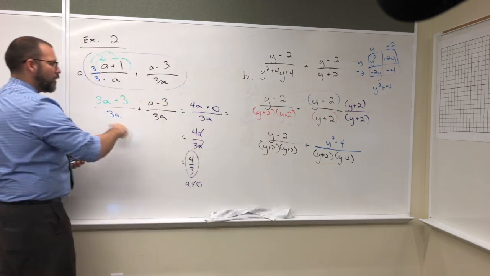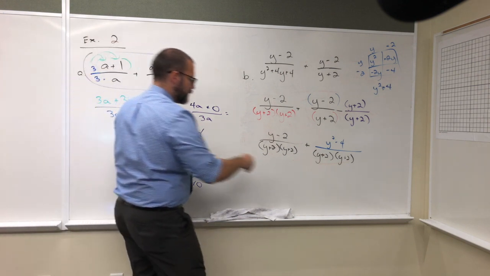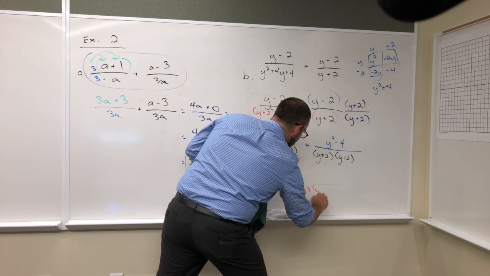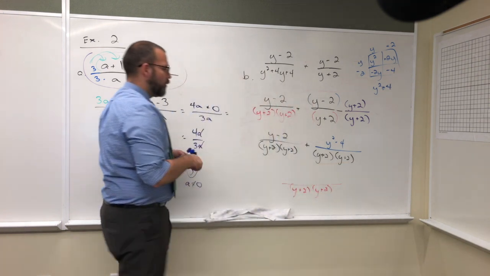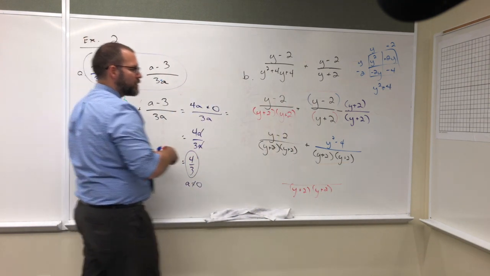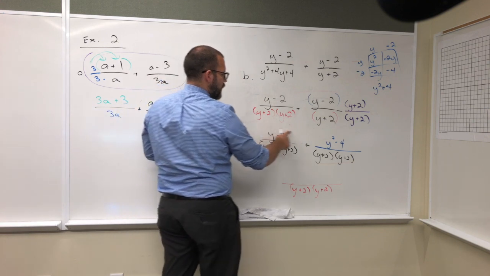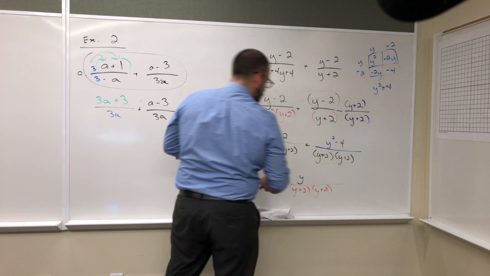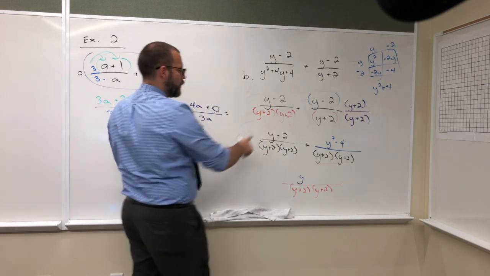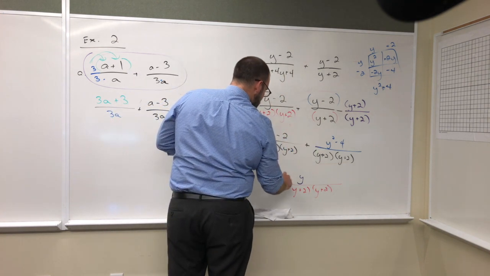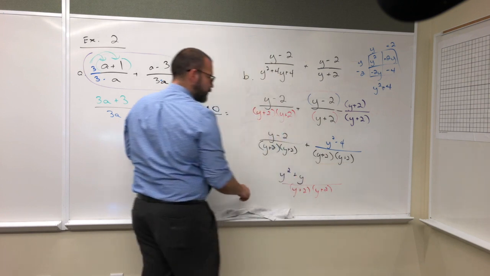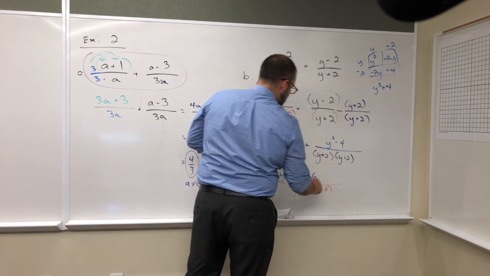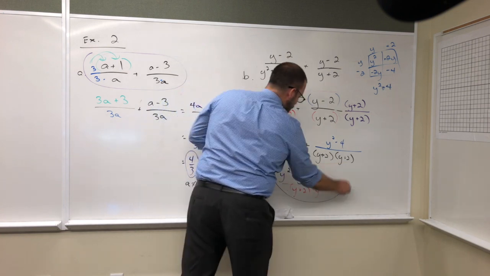Just like we did over here, our denominator is obviously just going to be y plus 2 times y plus 2. But the numerator is going to be the sum. There's nothing to add to the y's. There's no like terms, so I'm going to put that in the middle because that's usually where we put the y term. There's nothing that goes with the y squared, so I'm going to put that first. And then negative 2 minus 4 is negative 6.